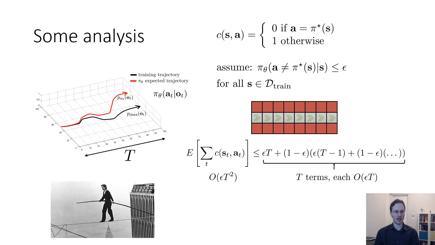Now, this is a pretty bad bound, because it means that as the length of our trajectory increases, our error increases quadratically. And that's why naive behavioral cloning can be a bad idea, theoretically.